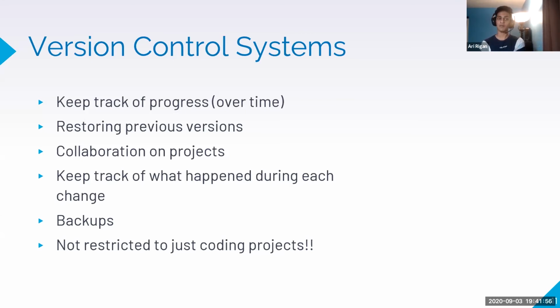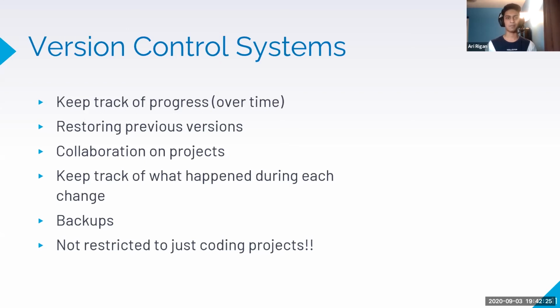Collaboration on projects. If your partner messes something up and you want to go back, there's always a way to do that. During each change, you can give it a label or some kind of message so that you know what you did rather than just what it looks like. And this is kind of a byproduct, but you always have backups. I personally use Git to keep a private storage of certain files and documents I have. So if I want to go to a different machine, I can just pull them all there.